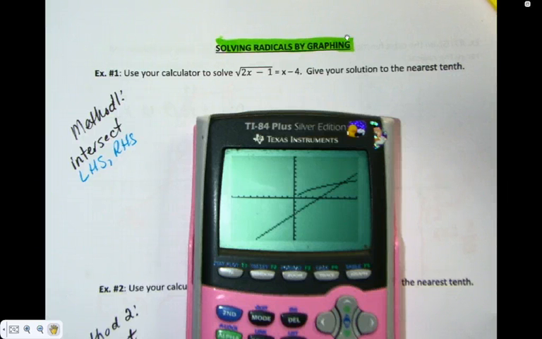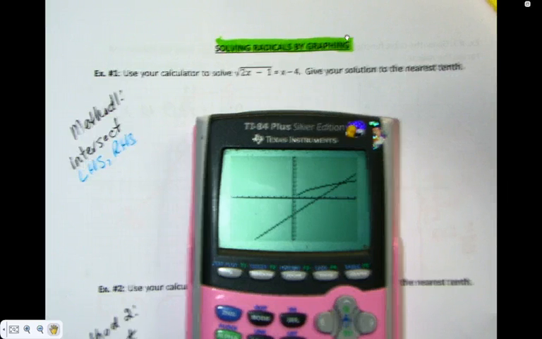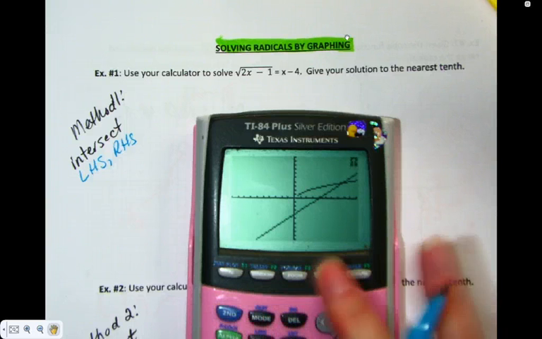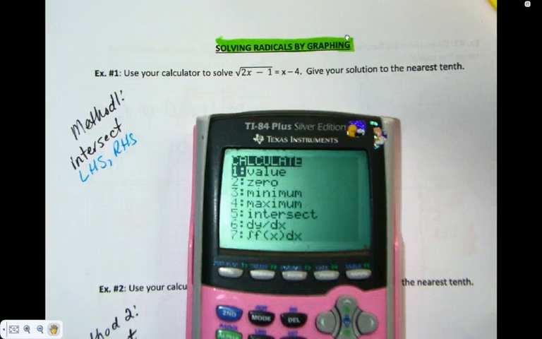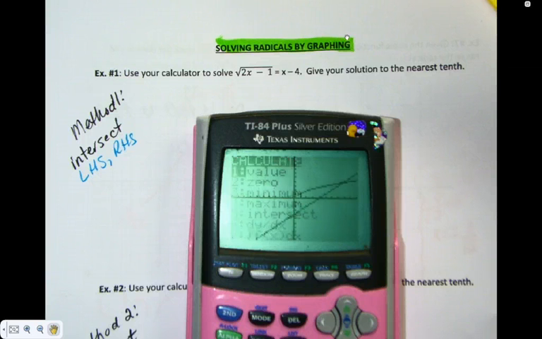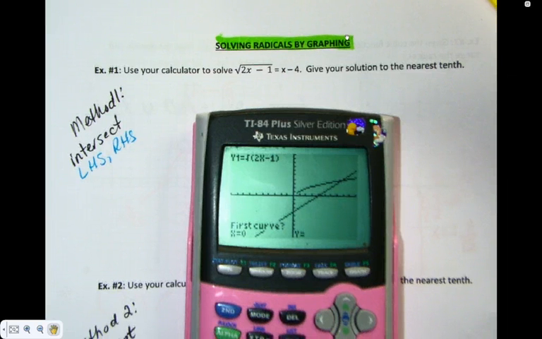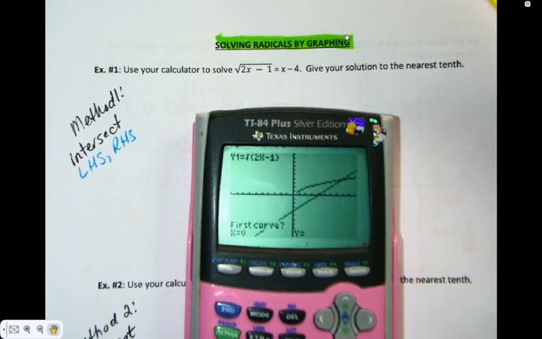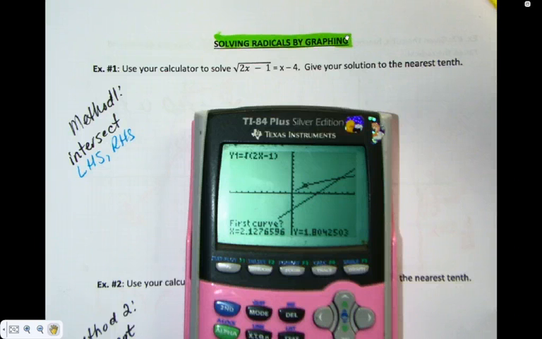Now what? Where do I find intersect? Ooh. Yes. Yeah, sometimes you just need to move over a little bit. So sometimes when it's right on that 0, 0, the calculator gets confused with the radical.